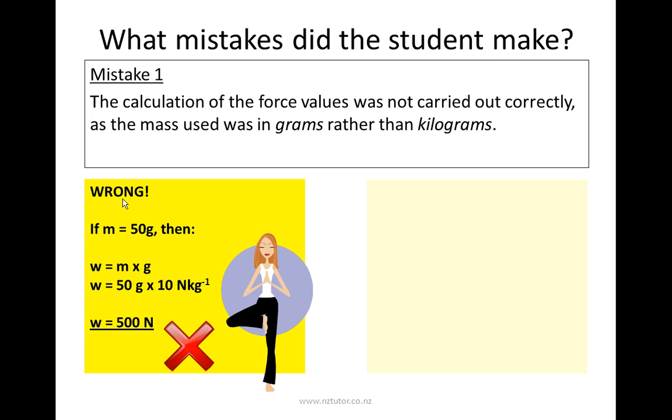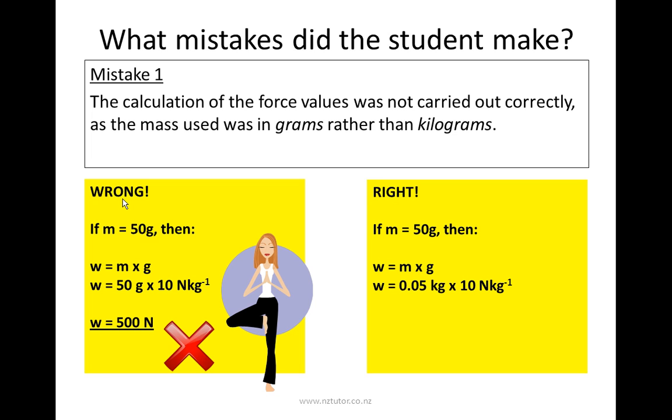So this is wrong. To do it right, we need to take that 50 gram mass and convert that 50 grams to kilograms by dividing it by 1,000. And then our calculation changes. It becomes weight equals 0.05 kilograms times 10 newtons per kilogram, the force of gravity, which equals a modest 0.5 newtons. And that's correct.